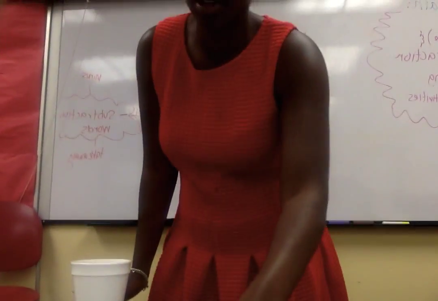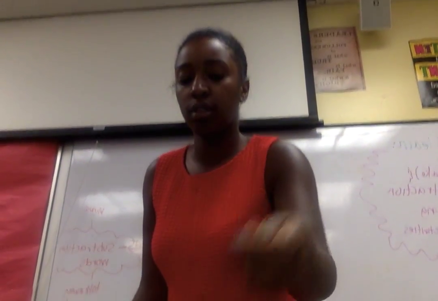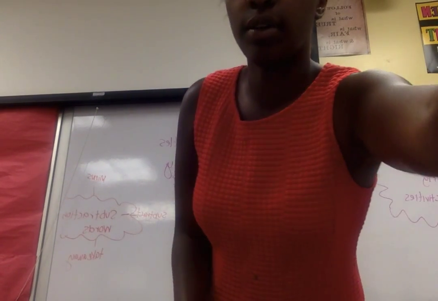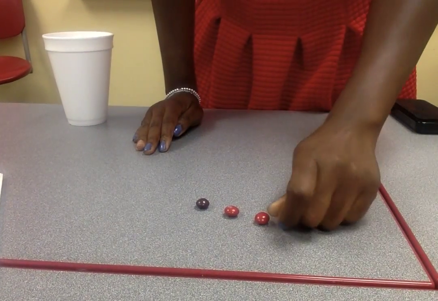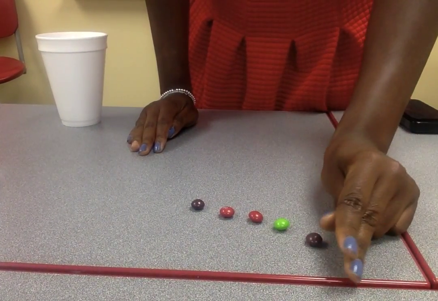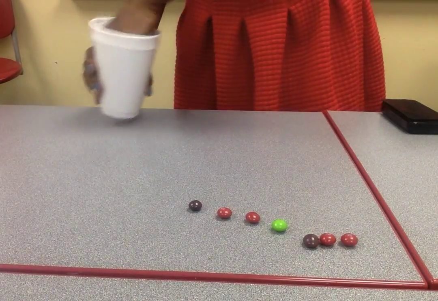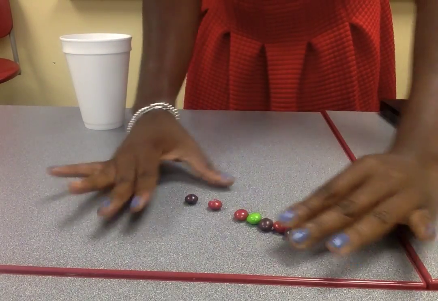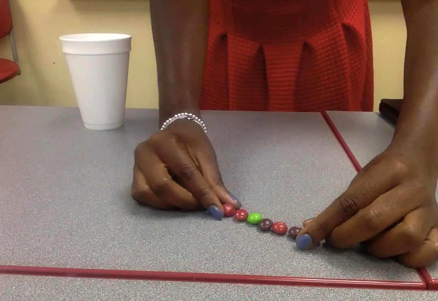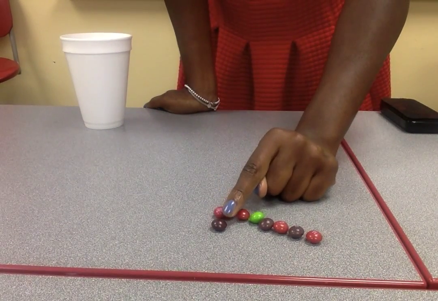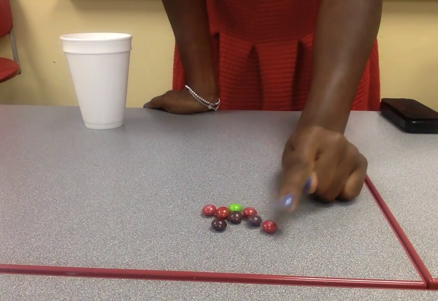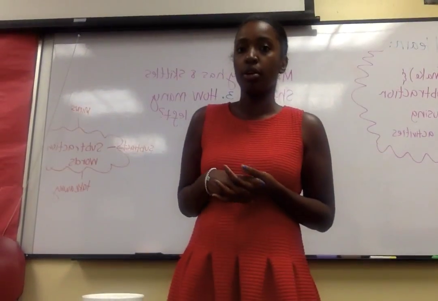Let's see. Here's 1, 2, 3, 4, 5, 6, 7, 8, okay? So let's go back and double check our work. Make sure we count out loud as we touch. 1, 2, 3, 4, 5, 6, 7, 8. Okay? I have 8. That's the amount that I started with, okay?